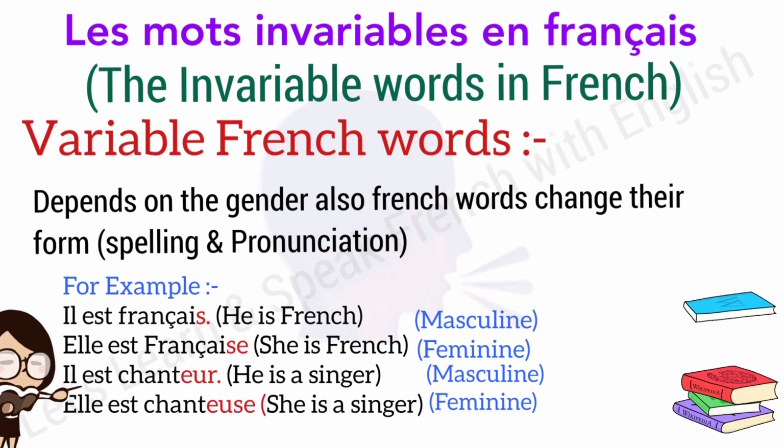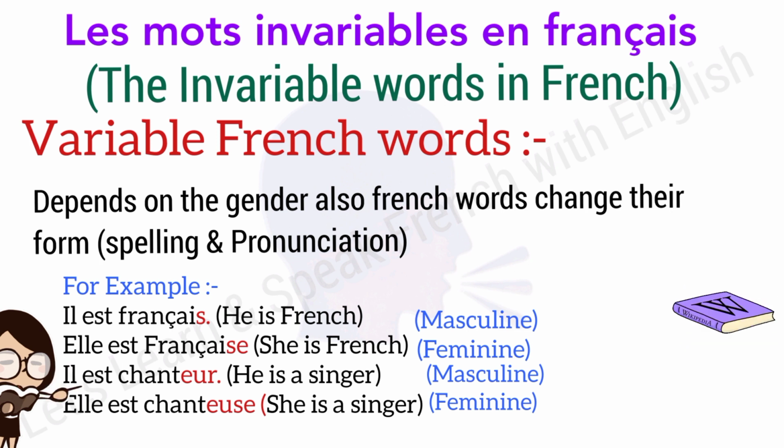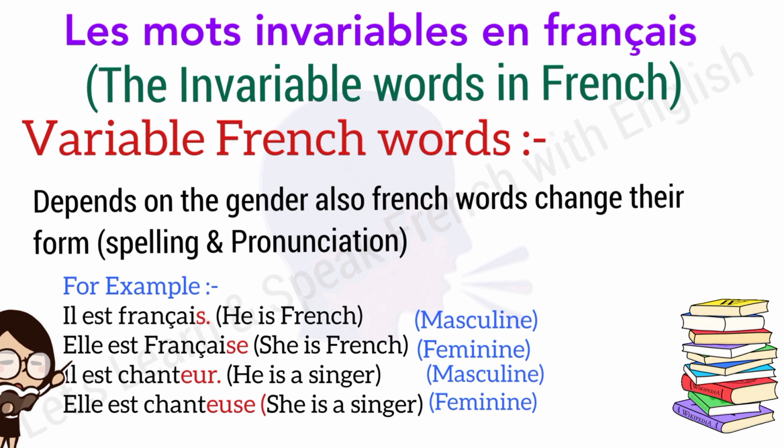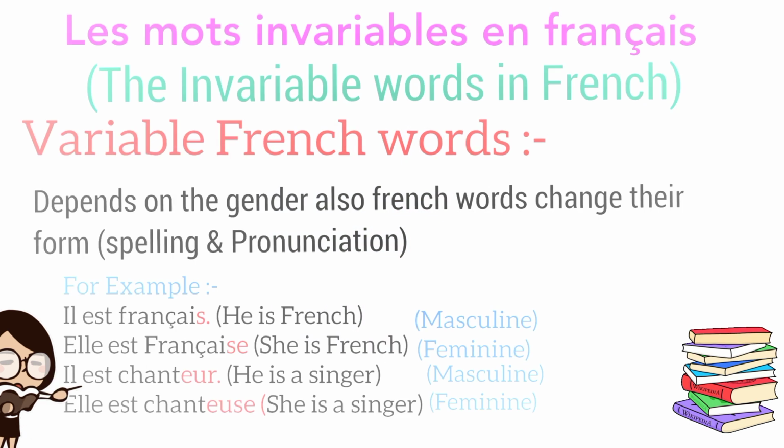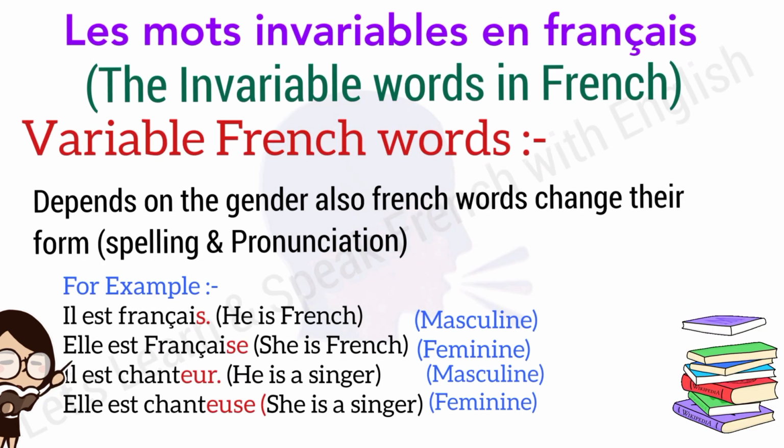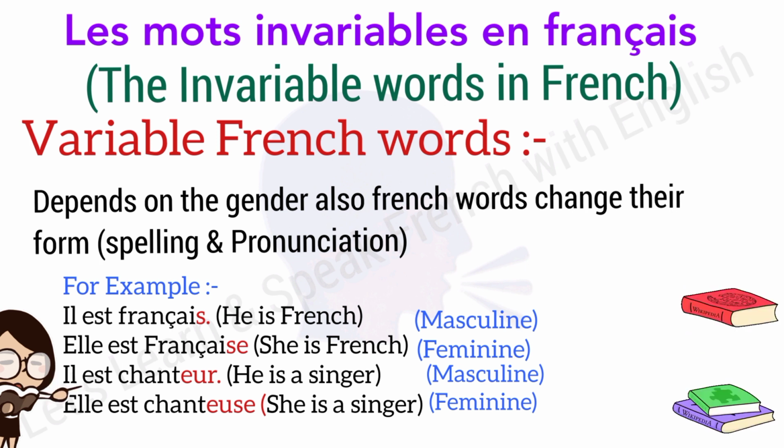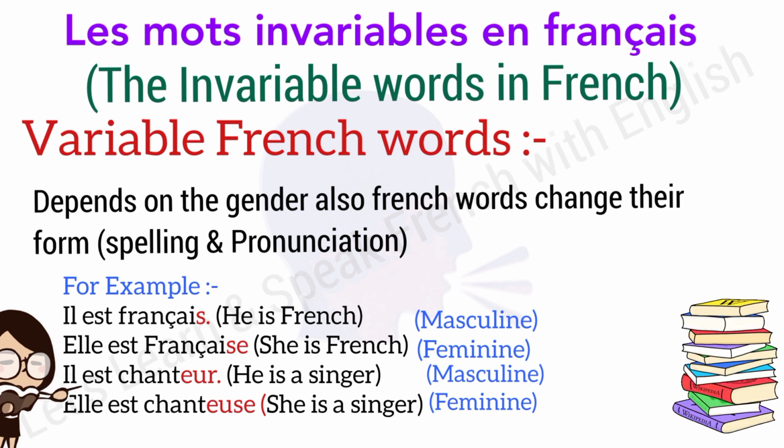Let's have one more example. Depending on the gender also, French words change their form. That means they change in their spelling as well as in their pronunciation. For example, il est français, he is French. Elle est française, she is French. Il est chanteur, he is a singer. Elle est chanteuse, she is a singer. So here the words français, française, chanteur, chanteuse change in their spelling as well as pronunciation depending on the gender, that means when the pronoun is masculine or feminine.